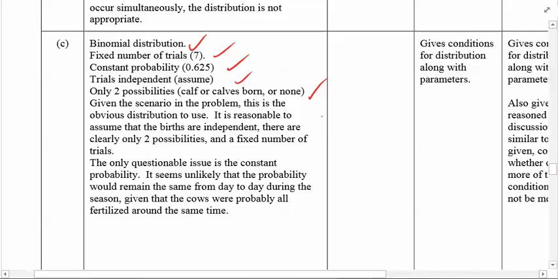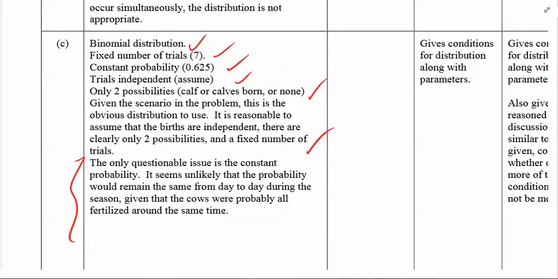It's reasonable to assume that the births are independent. There are clearly only 2 possibilities and a fixed number of trials. We've covered the 4 things, haven't we? It says here then lastly, the only questionable issue is the constant probability. So that was different to what we had. It seems unlikely that the probability would remain the same from day to day during the season, given that the cows were probably all fertilised around the same time. I suppose that's kind of linked to what we said about independence, isn't it?